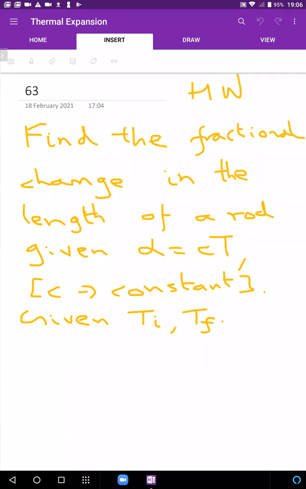Find the fractional change in the length of a rod given alpha is CT, given T initial, T final. Okay, very nice. So what do you observe? This is again, you have to learn how to apply calculus in any concept. So if you think about the form, you think about what I've taught you. I've taught you delta L.